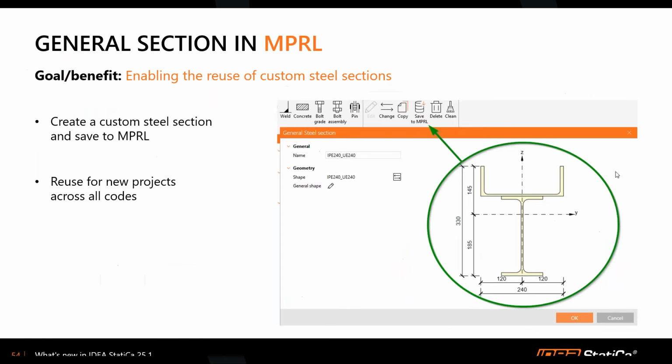And another improvement is that you can now save to MPRL library custom steel sections. Previously, it was not possible. You had to redo it every time you created one. Now you can use it in every new project using different codes. You do not have to recreate it every time. Once you save it, it will always be there. It will now save into your application itself once you install it.